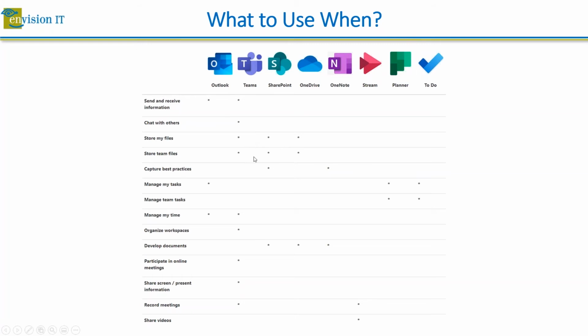You can see typically, though, there's more than one per line in here, which means for any one thing that I want to do, like sending and receiving information, I could do that through email, or I could do that through Teams. And actually, even within Teams, I can do it in a number of different ways. Now, with choice comes complexity and often confusion, because different parts of the organization may choose different ways to communicate.